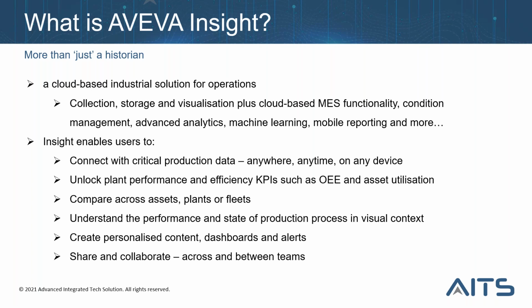Insight enables us to connect, and this is what we'll focus on today, how to connect critical products from anywhere, anytime, any device, even any software. We'll show you the methods. Unlock plants' performance and efficiency KPIs like OEE, asset utilization, and asset comparisons. Compare across assets, plants, or fleets. Understand the performance and state of the production process in visual context. Insight allows us to create personalized content, dashboards, and alerts, and share these dashboards and data with our colleagues across the team anywhere.